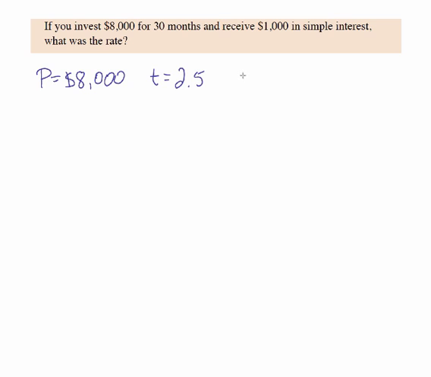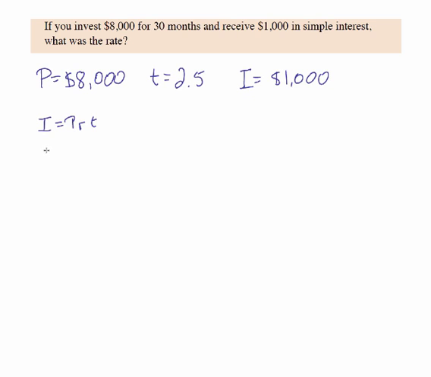And I'm told that we've got $1,000 in simple interest. That's I. And the little twist here is that we're not calculating the interest. We're asked to find the rate. Well, I'm still going to use my simple interest formula, I equals P times R times T. And just by using the information that I'm given, it's going to sort of guide me into what I need to do to answer the question.